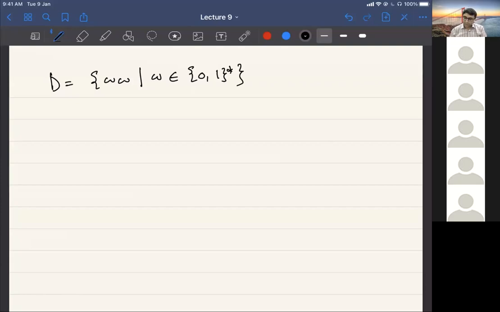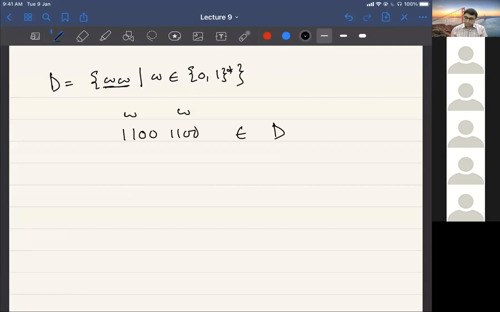Yeah, the issue is that this is a language of all the strings which have two copies of themselves, right? So whatever is the W, there's another copy of W. For example, 1100 is W. Then you have 1100 again in this language, right? So this is a string which is in the language D.